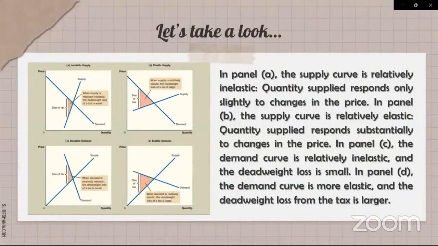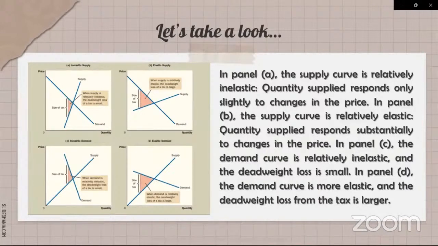In panel A, the supply curve is relatively inelastic. Quantity supplied responds only slightly to changes in the price. In panel B, the supply curve is relatively elastic. Quantity supplied responds substantially to changes in the price. Notice that the deadweight loss, the area of the triangle between the supply and demand curves, is larger when the supply curve is more elastic.